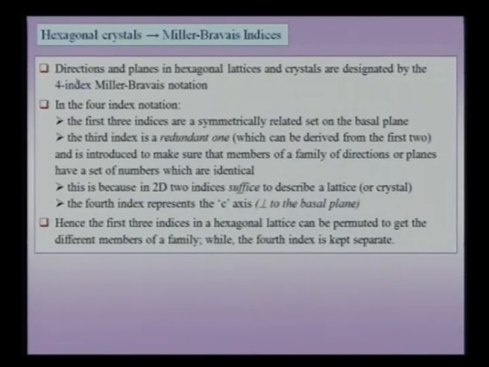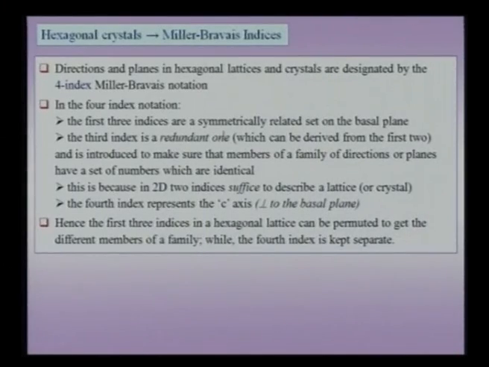The important point to note in this 4 index notation is that the first 3 indices are a symmetrically related set on the basal plane. We will see what the basal plane is, and that the first 3 indices, which are related to the A1, A2 and A3 directions, all lie on this basal plane, and they are symmetrically related by the 120-degree rotation, which is a symmetry operation of all hexagonal lattices. The third index is a redundant one, and why is it redundant? Because we know that in 2 dimensions, which is the plane I am talking about, the basal plane of the hexagonal lattice for instance.